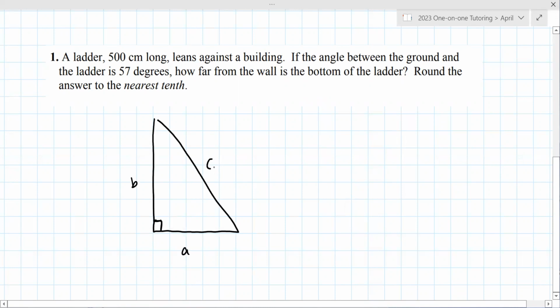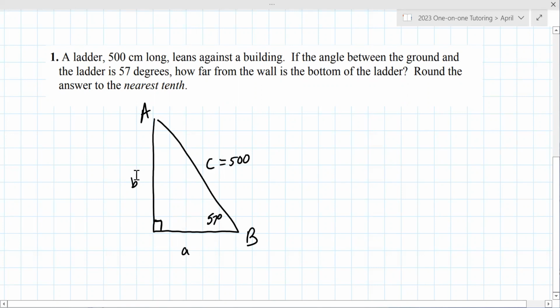A, B, C, where did you put the 500? Oh no, C is 500. Now is angle B or angle A 57 degrees? A. So the A is the angle made with the ladder and the wall. Is that what this is saying? Between the ground. Oh, the ground, so it'd actually be B then, right? It is angle B here. Okay. Now, what is it asking for?